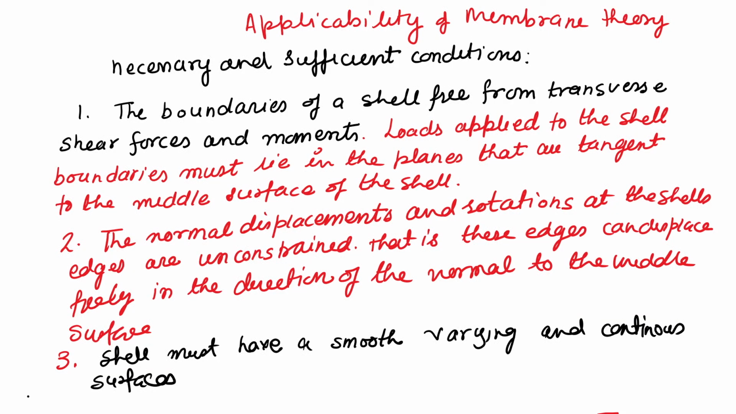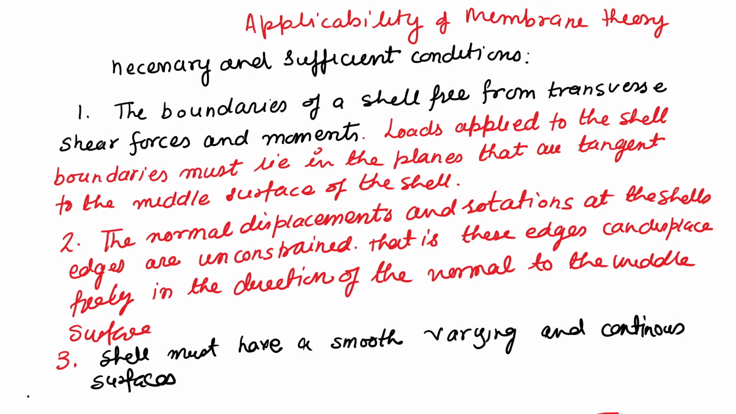Then the loads applied to the shell boundaries must lie in the plane tangent to the middle surface. So loads should be applied in such a way that they lie in the plane of the middle surface, so that they cause a pure stretching effect in the shell and do not cause a bending effect. The next condition is that normal displacement and rotations at the shell edges are unconstrained, meaning they are allowed to move. The edges can displace freely in the direction normal to the middle surface, so the boundary condition should allow the transverse deflection W to move in that direction.